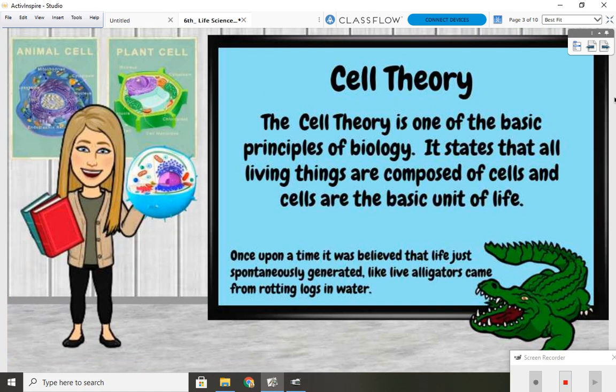All right, so let's start off with, what is the cell theory? The cell theory is one of the most basic principles of biology. It states that all living things are composed of cells and that cells are the basic unit of life.